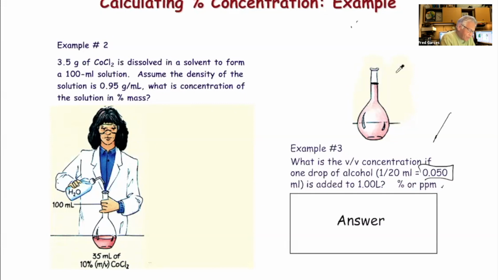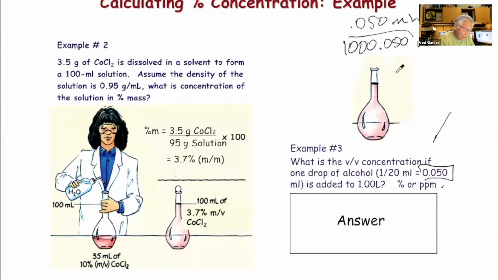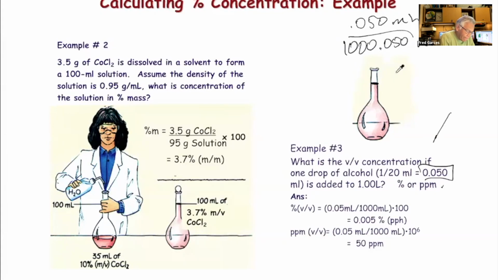If you have 0.050 milliliters and 1 liter is 1,000 milliliters, and the solution is going to contain that alcohol as well, and you do this and multiply by 100, what you get is the percent alcohol in that concentration. What you will find is that it's very, very small. It's only 0.005%.